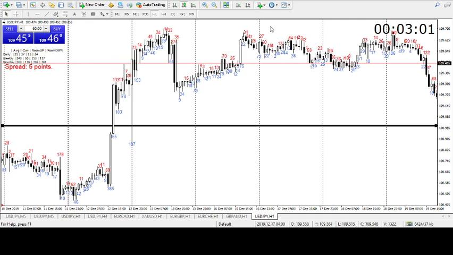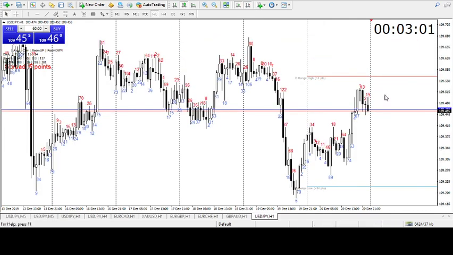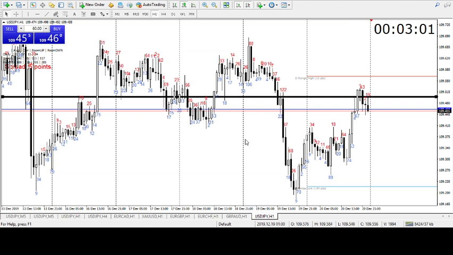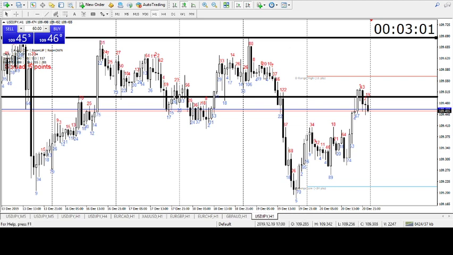Okay, so let's go and get on to the next level. Okay, where are we? 109.5. These are just simple price points. They even work better than your bullshit support and resistance. I'll show you.